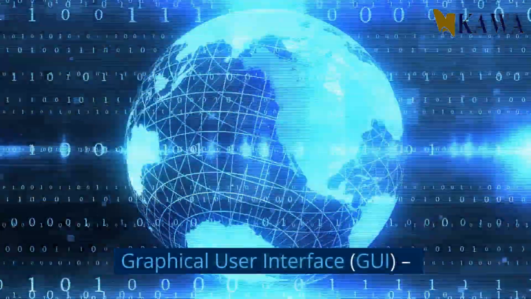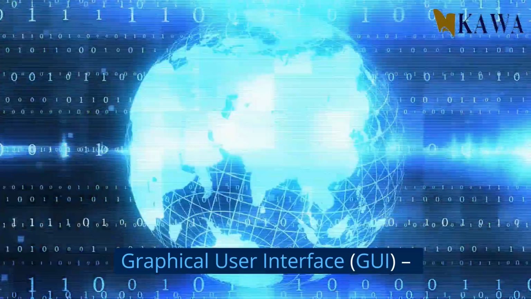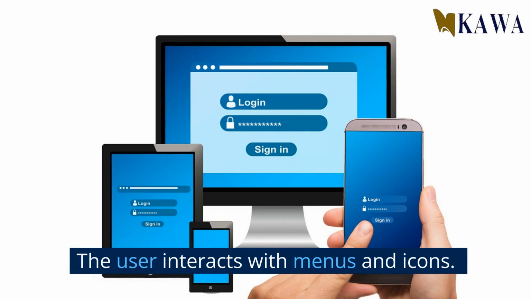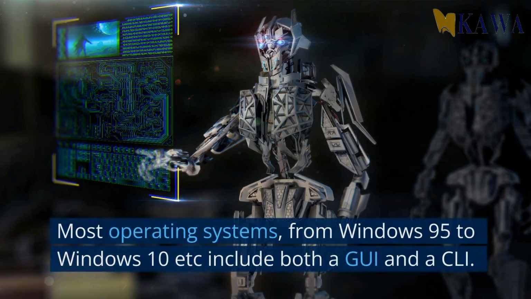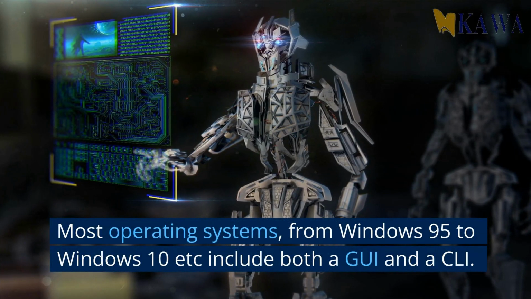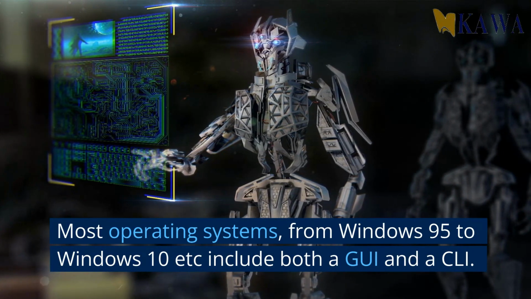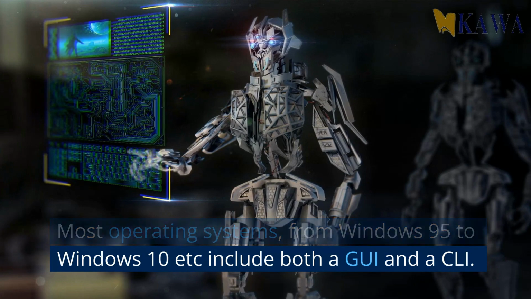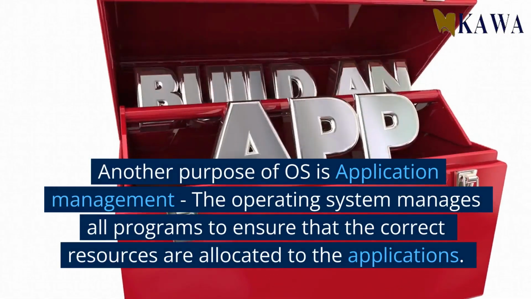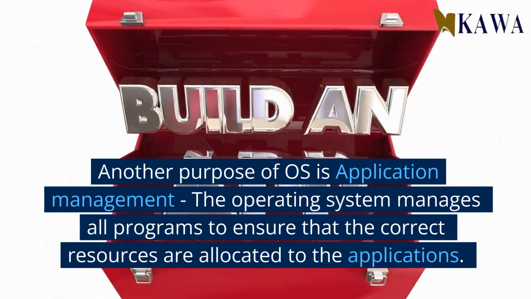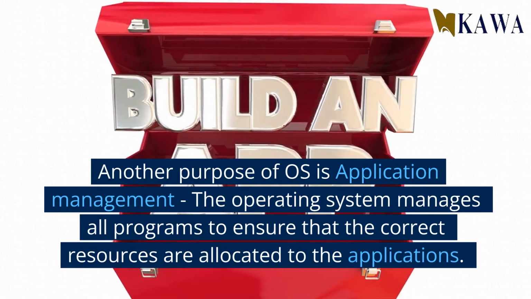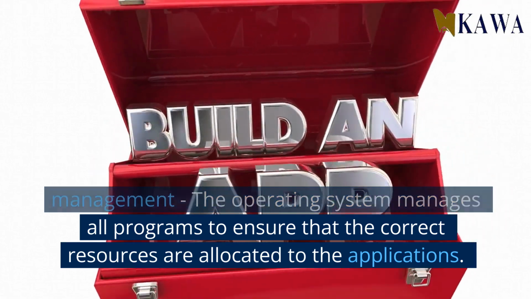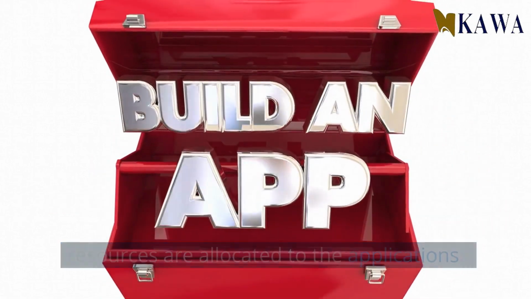Graphical User Interface, GUI. The user interacts with menus and icons. Most operating systems, from Windows 95 to Windows 10, etc., include both a GUI and a CLI. Another purpose of OS is application management. The operating system manages all programs to ensure that the correct resources are allocated to the applications.